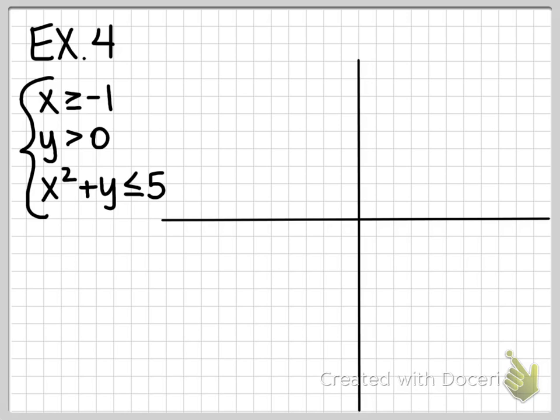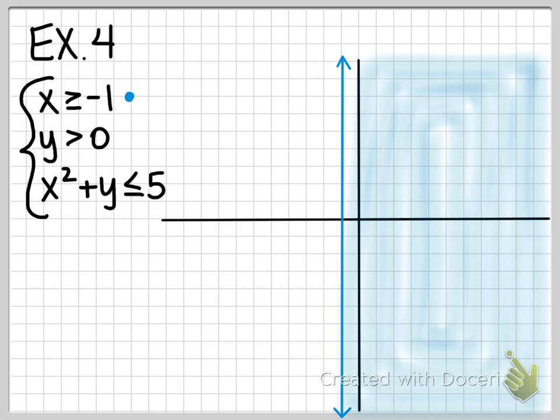So let's start with x is greater than or equal to -1. So this is going to be a vertical line through -1, and it's going to be solid because it's equal to. And then it says greater than, so that means I would shade anything to the right of the line. So any x values greater than or equal to -1 are a solution to this system.